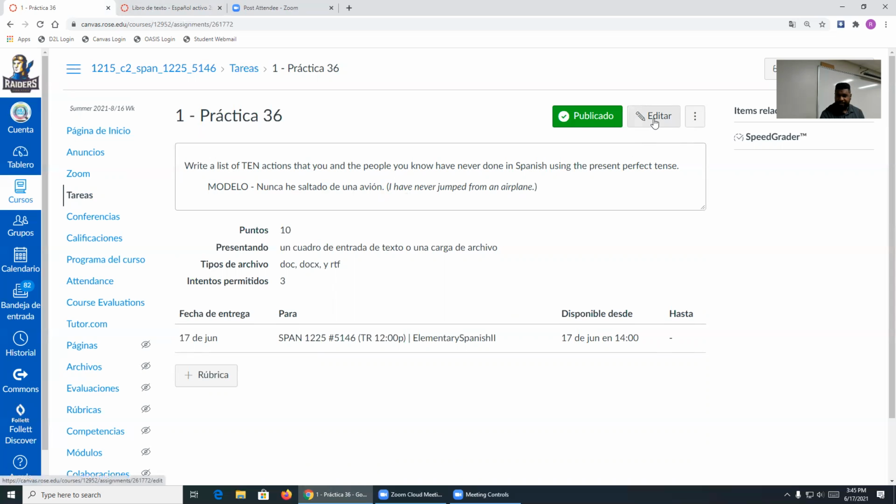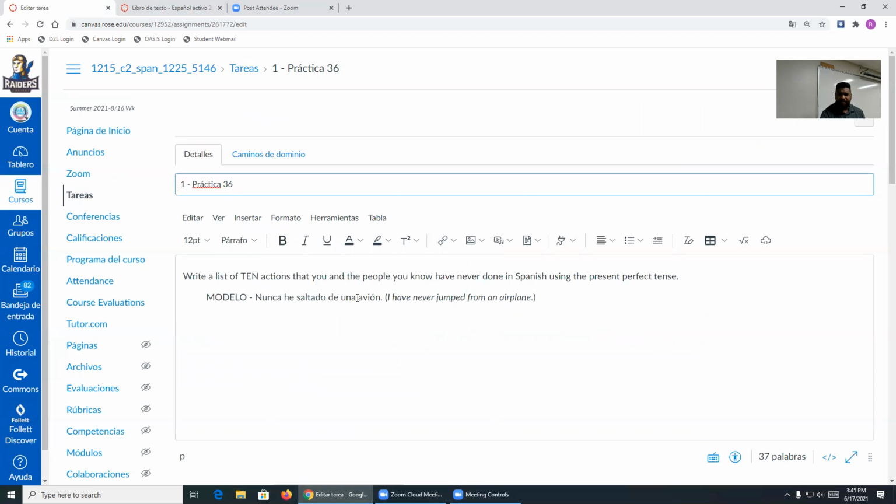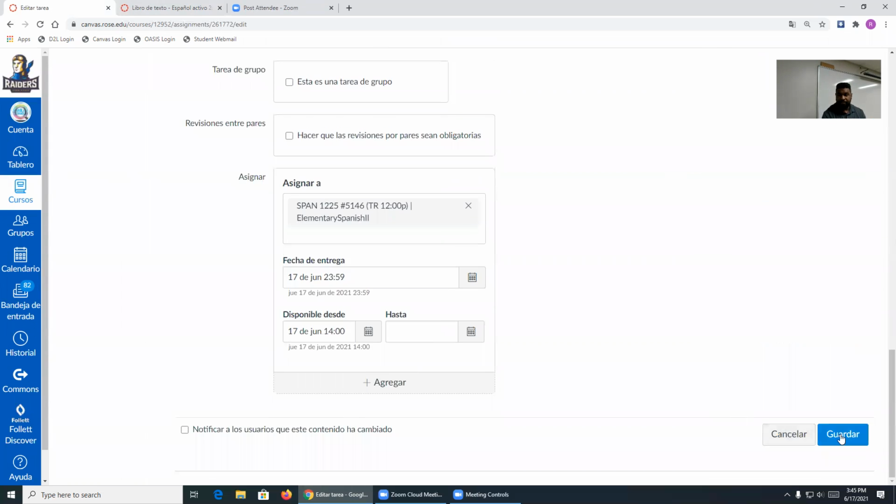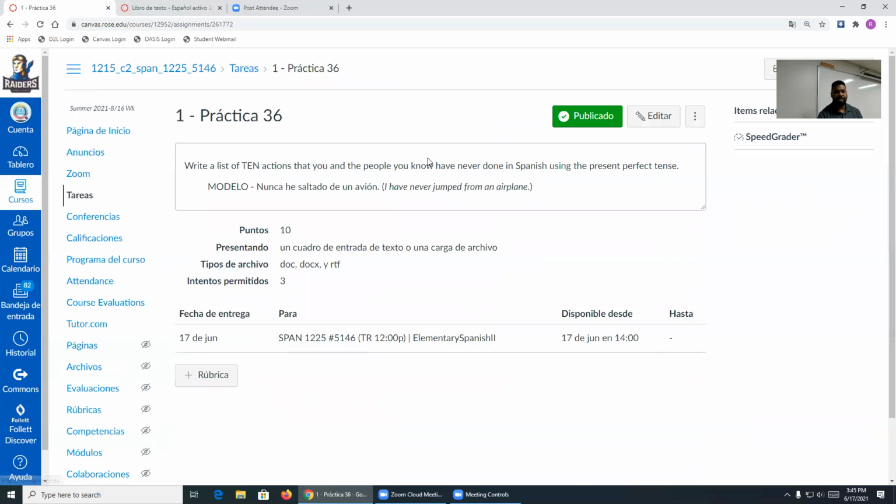It should be un avión. I'll make that correction. So yeah, I've never jumped out of a plane. Good for you. Hope you don't ever have to do that. But he saltado, that's the correct form there.